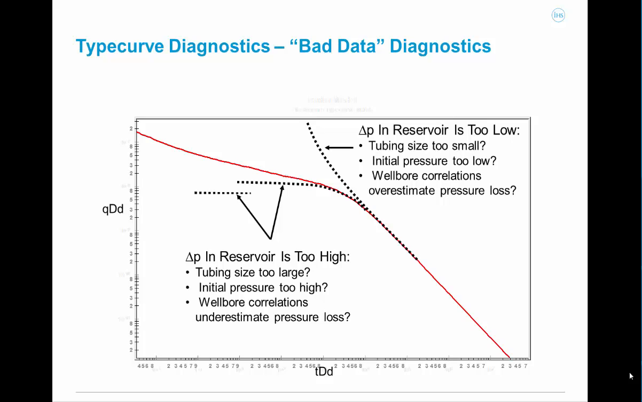When delta P is too high, you may see something like this, where data doesn't line up on the type curve, and this could be due to the tubing size too large in calculations, initial pressure too high, or the wellbore correlations are underestimating the pressure loss. When the delta P is too low, you may see something like this, where slope is too steep for any normal reservoir signal, and it's caused by the tubing size being too small in calculations, initial pressure too low, or the wellbore correlations may be overestimating the pressure loss.